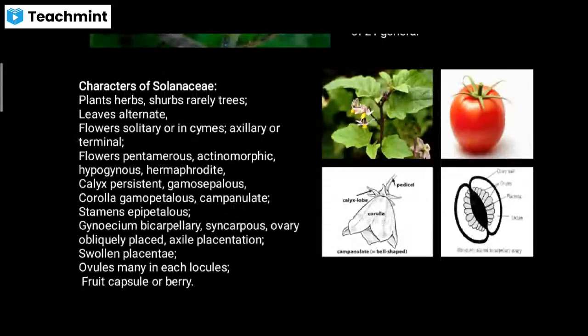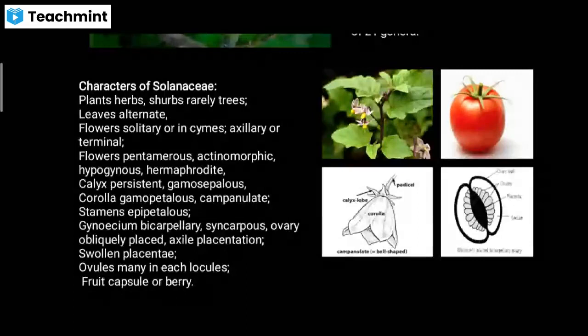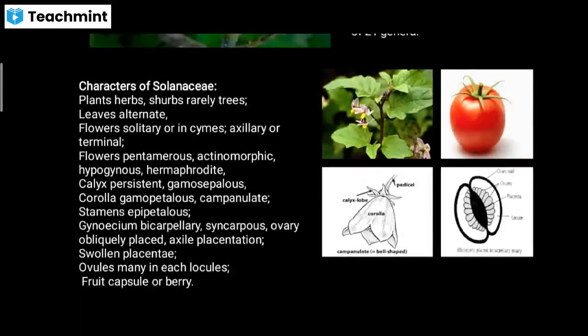Then hypogynous, that means all floral parts are present below the ovary. Then hermaphrodite, that means both male as well as female reproductive organs are present in a single flower. Then calyx is persistent. You have seen the tomato, above the tomato there is the green calyx present. So from flower to fruit formation, this calyx remains as it is. So it will be persistent.